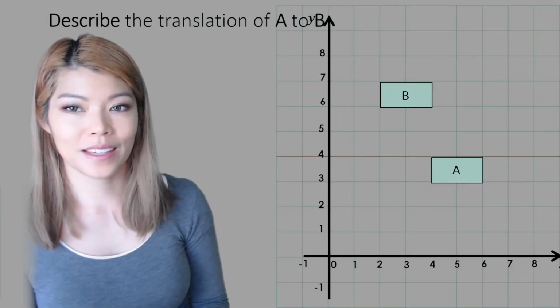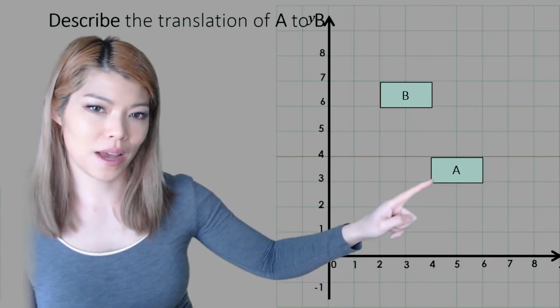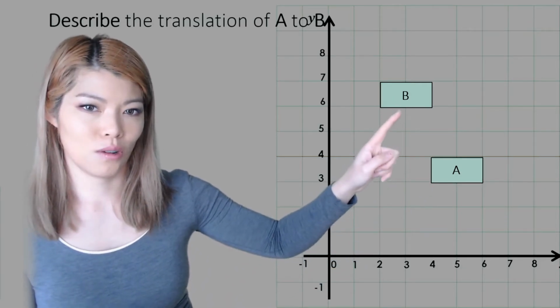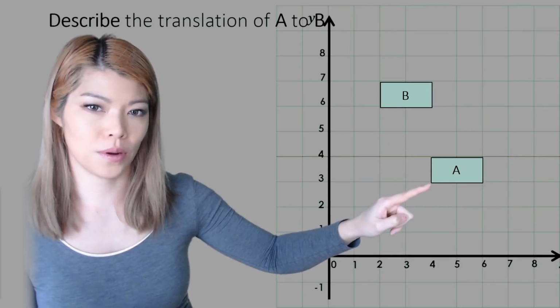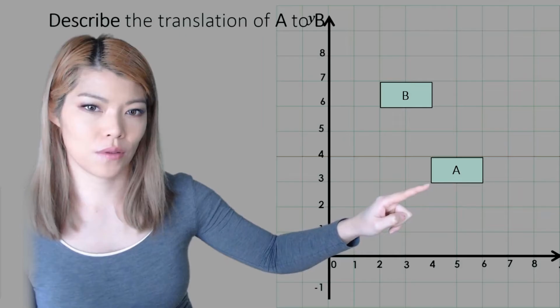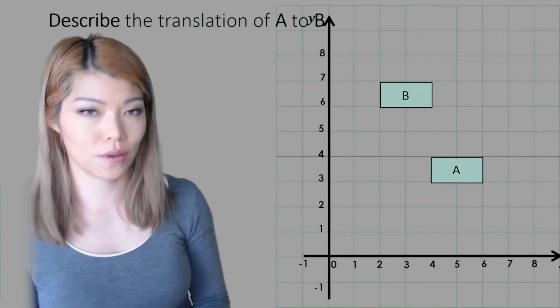One more. What about this? Describe the translation of A to B. How do we go from A to B? Well, we can see that it went up. How much did it go up? We went from, let's pick a point, 3. The point 3 has gone up to 6. So it's gone up by 3.